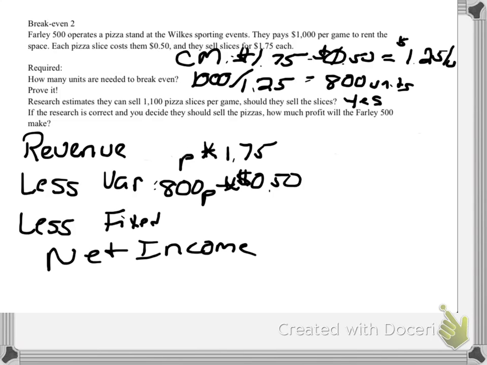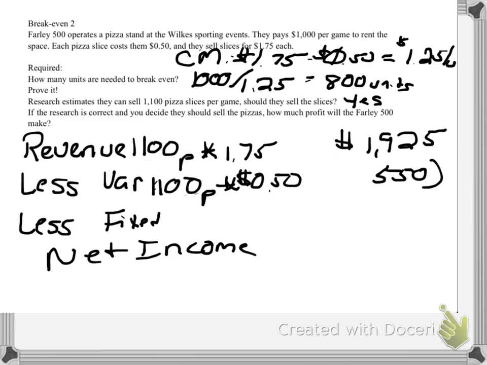Instead of having 800 slices at $1.75, now you're going to have 1,100 slices. So 1,100 slices of pizza at $1.75 is $1,925. Your variable cost, 1,100 at 50 cents a piece, is $550. Your fixed cost is still going to be $1,000. Remember, the fixed cost is the cost that does not change based on how many units are produced. So that will give you net income of $375.